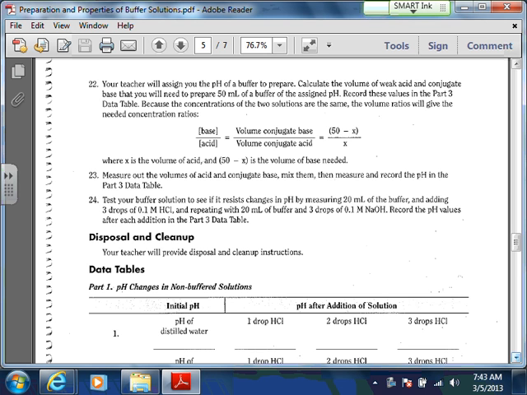Now, this formula is helpful, because we can assume the concentrations are going to be the same. The volume of the conjugate base over the volume of the conjugate acid, that ratio is going to be the same, okay? So they're saying X is the volume of the acid and 50 minus X is the volume of the base that you need. So you can kind of figure that out.